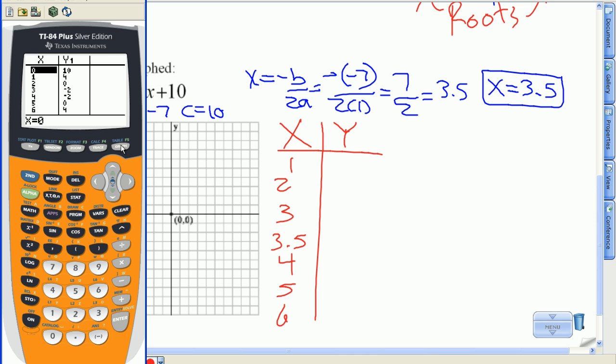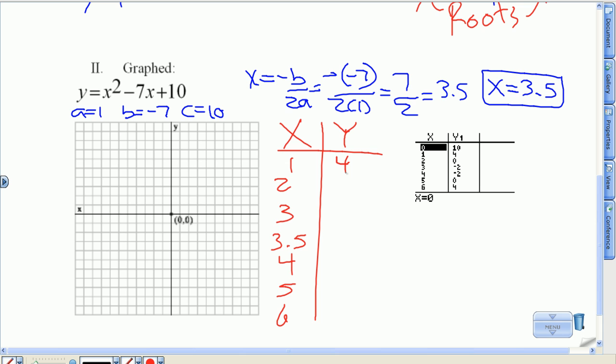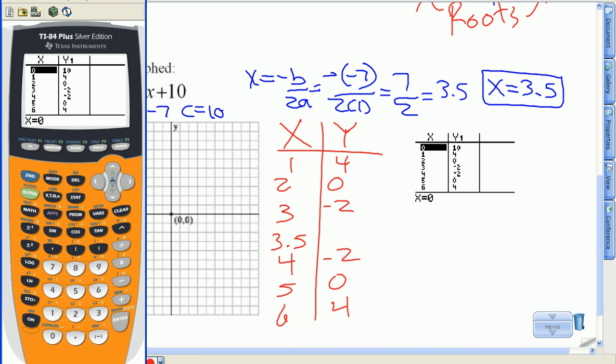Second in table. Here is my table. I can drag it over so you don't have to watch me flip back and forth a bunch of times. I got 1, 4. I got 2, 0. 3, negative 2. 4, negative 2. 5, 0, and 6, 4. And our table does not include what y is equal to when x is 3.5.